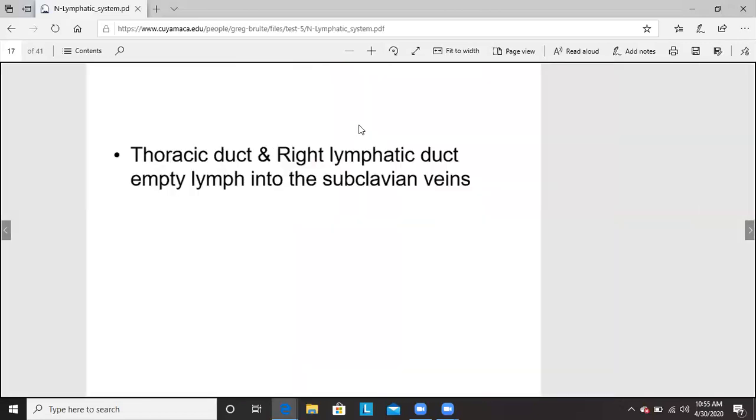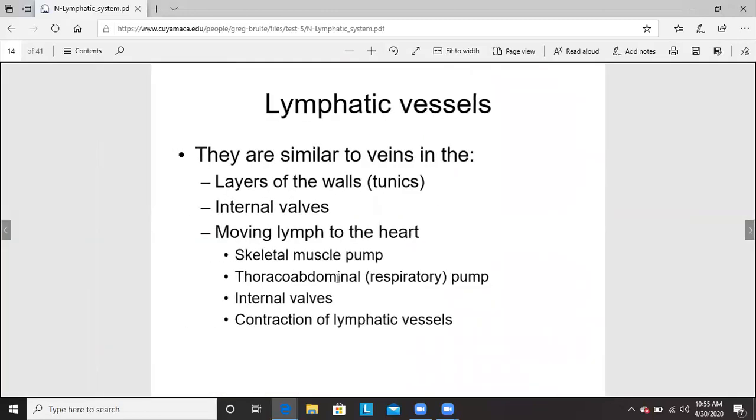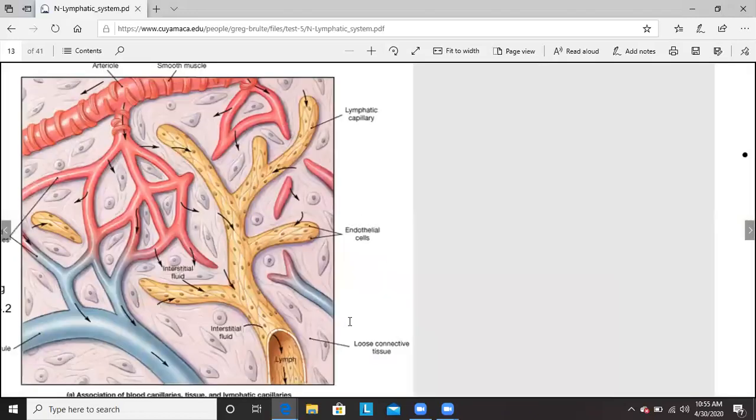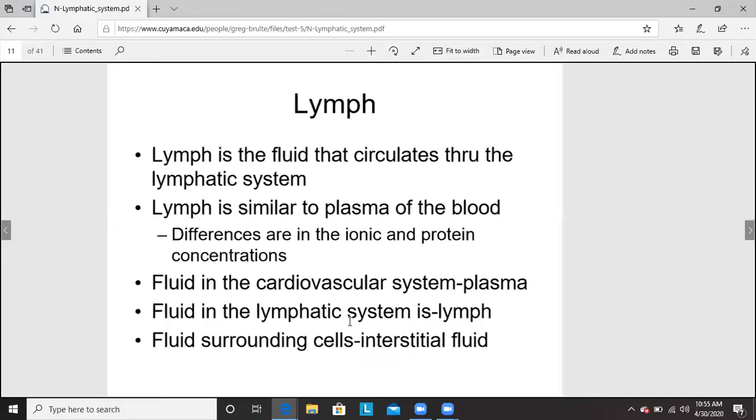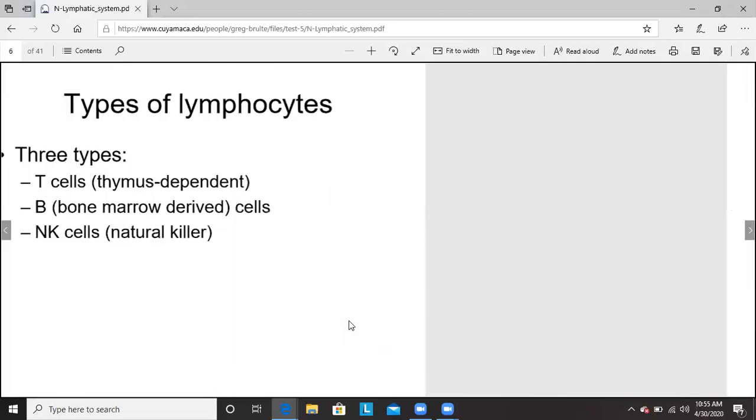Pretty easy. Make sure you know that lymphatic vessels have valves. The thoracoabdominal pump works on the big one going up through the thorax, and the skeletal muscle pumps work on them. And the great big lymphatic vessels can contract on their own. Did that. Okay, I think we're good.